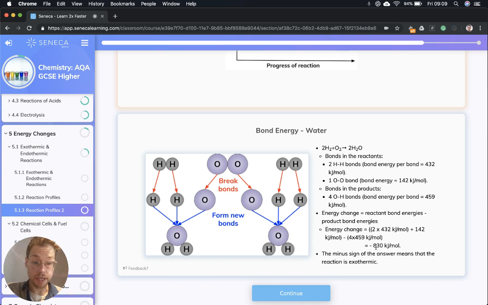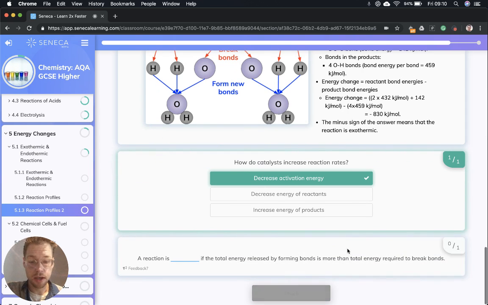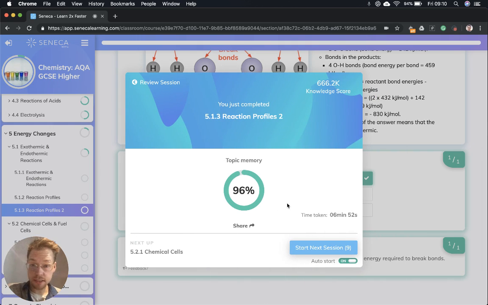Now the minus sign means that the reaction is exothermic, whereas a positive sign means the reaction is endothermic. So do we remember what catalysts do? They decrease the activation energy. And if the total energy released by forming bonds is more than the total energy required to break bonds, what kind of reaction do we have? Exothermic.